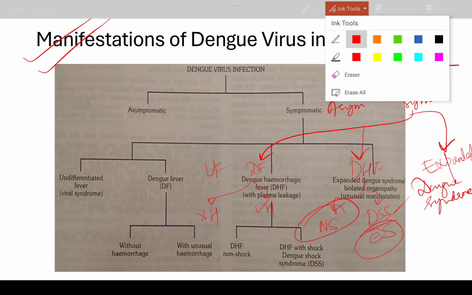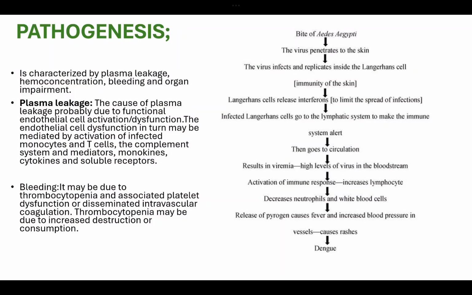Now let's see the next, the pathogenesis. From the previous slides, you might be much aware about the pathogenesis. So we will quickly try to understand how it happens. First, I will explain you this, then we will go into the paragraphs of what is written.